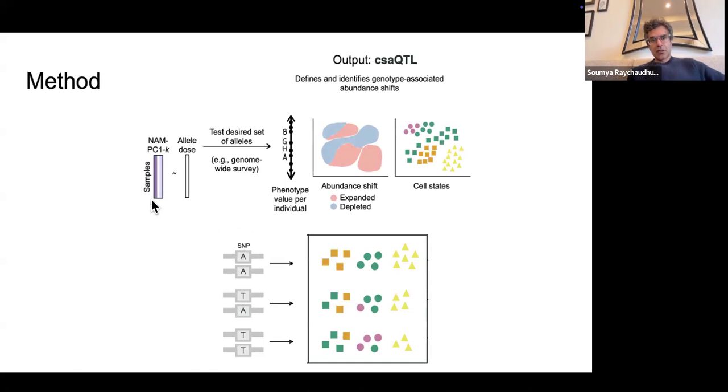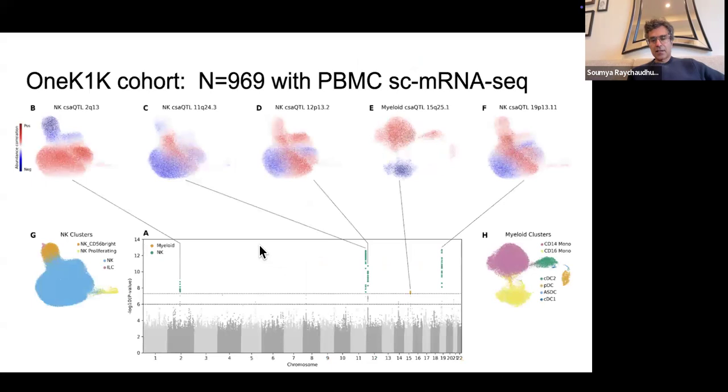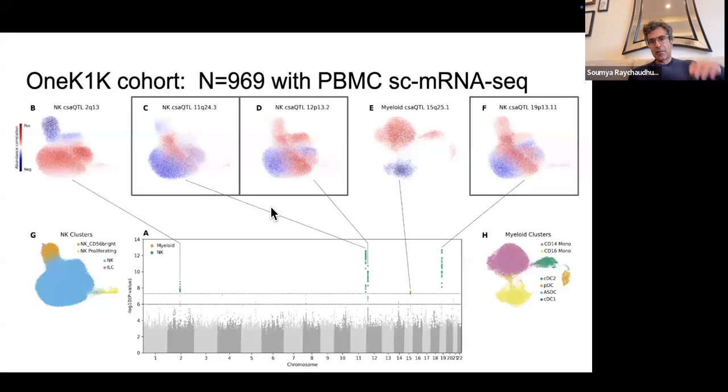Here's the method. So just like before, we take advantage of those neighborhood abundance matrix PCs, and we have allele dosages, and we regress these things together, and we look and see if for a given allele, we have an expansion or depletion of a particular cell state. And that allows us to link SNPs to cell states. And here you can see we found in NK cells and myeloid cells a few examples of SNPs that seem to be altering the balance of cell states in individuals within our data set here. So we were very excited about this.